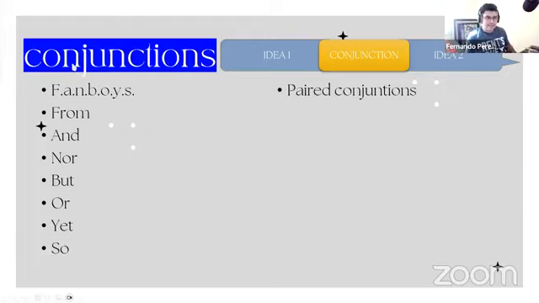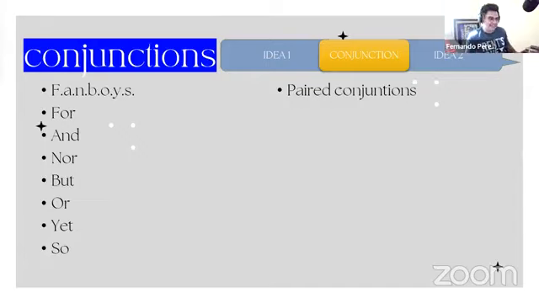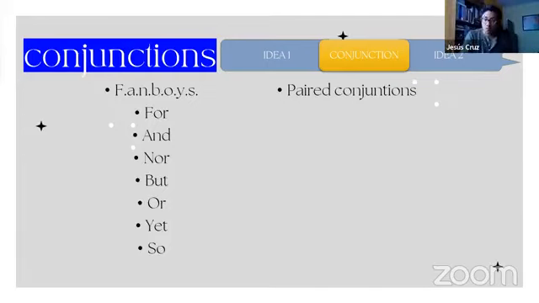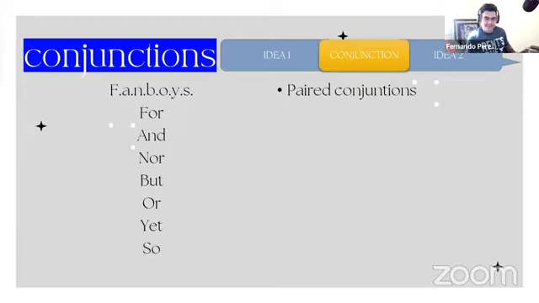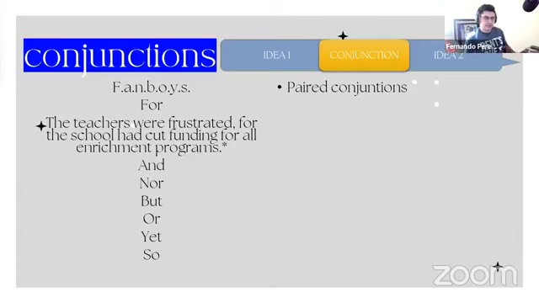So, in the same way, we can talk about examples, no? The teachers were frustrated for the school. From is a preposition. The conjunction is for, not from. The F was wrong. Yes, the F was wrong. F, okay. So we have this one. The teacher was frustrated, for the school had cut funding for all the enriching programs.